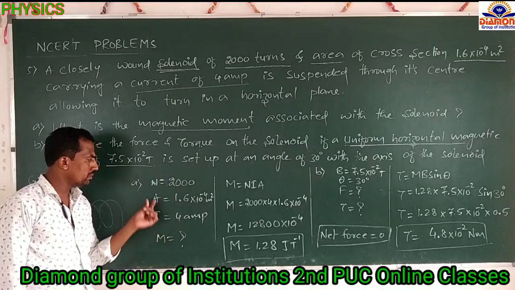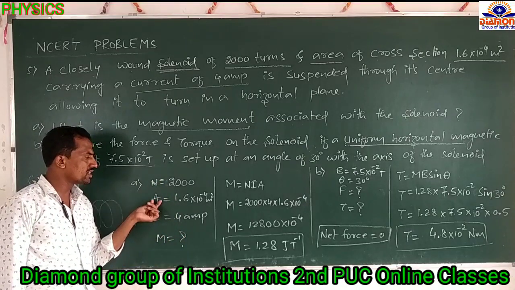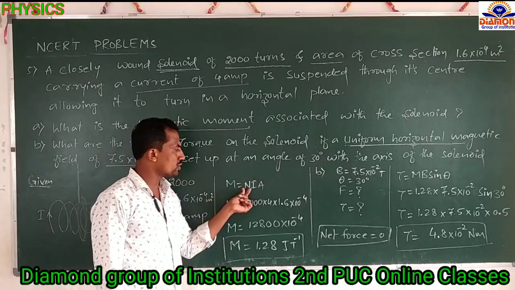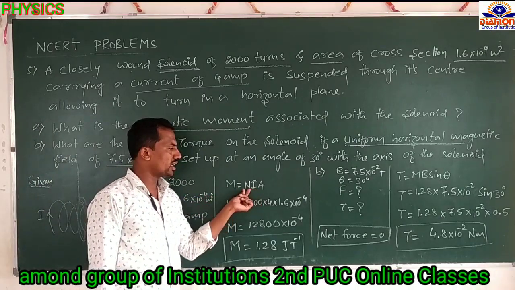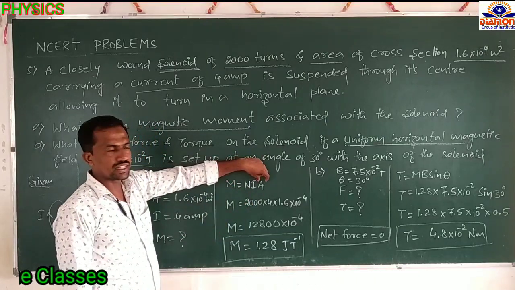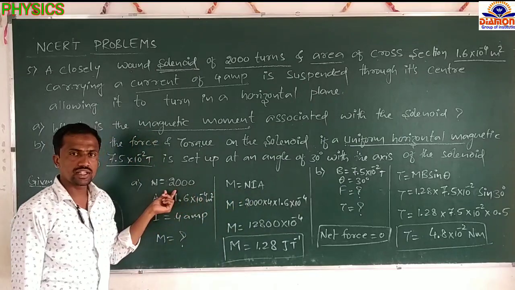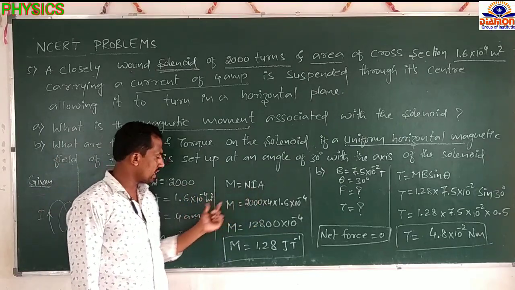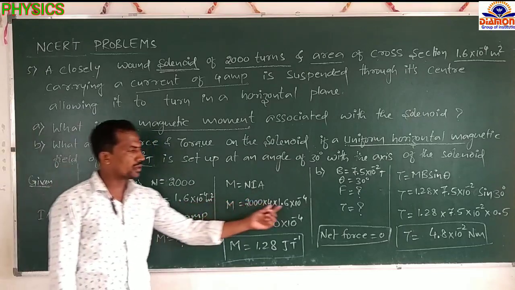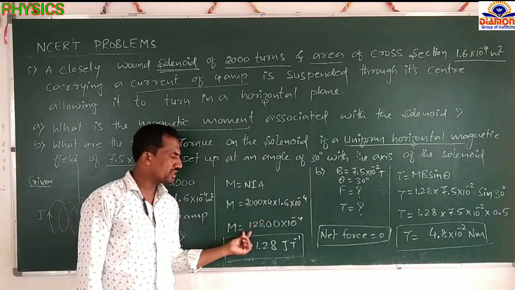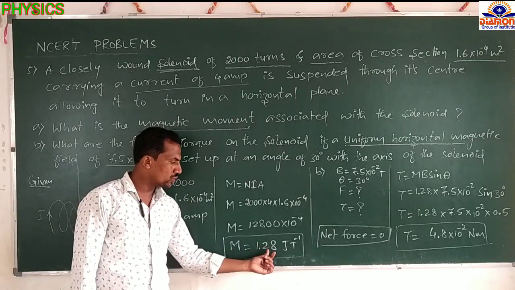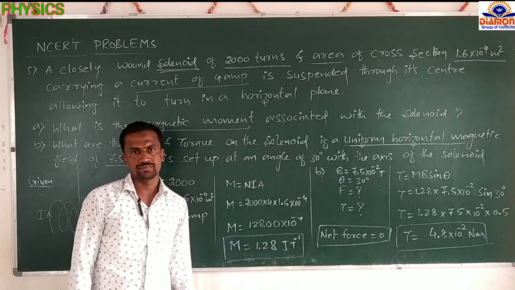In this given problem, I value is given, A value is given, n value is given. Then the formula is m equals I A into n. N means number of turns, I means current, A means area. What is the number of turns here? 2000. What is the current? 4. What is the area? 1.6 10 to the power of minus 4. If we multiply, we get this value. Then magnetic moment equals 1.28 joules per Tesla.